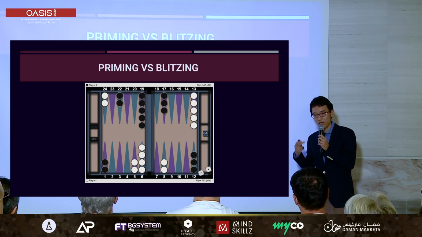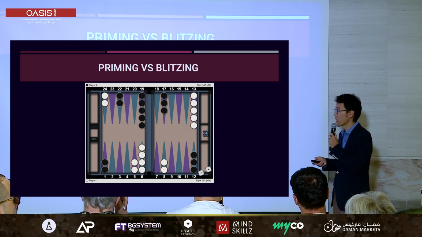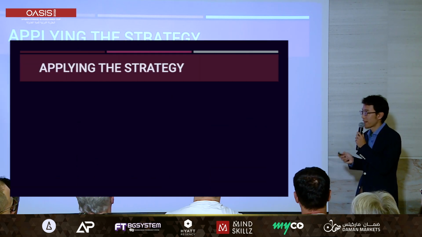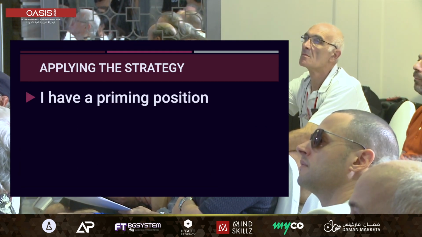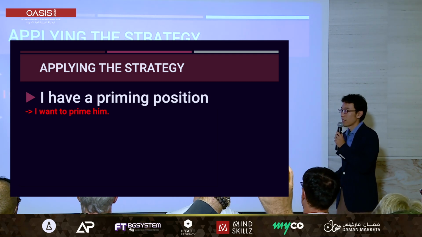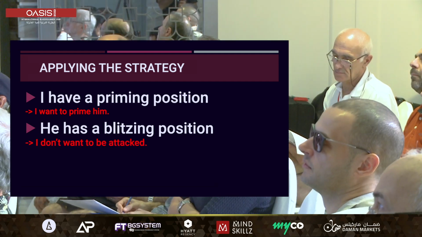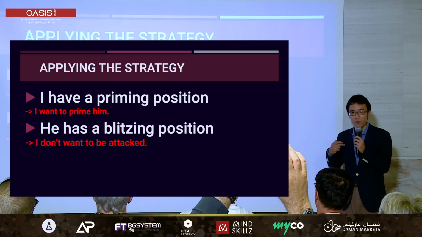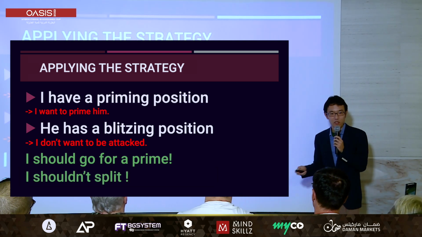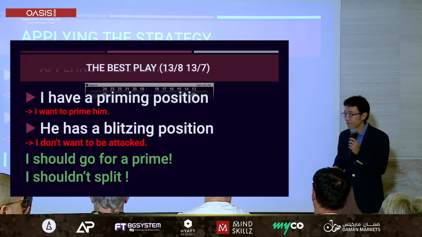Okay, now I know the strategy. By now, maybe you have a sheet, a strategy sheet, but you can check it later. Let's apply the strategy. I have a priming position. What does it mean? I want to make a prime. I want to prime him. He has a blitzing position. What does it mean? He wants to blitz, so I don't want to be attacked. I don't want to help him. I don't want to split. So I should go for a prime. I should not split, because if I split, it gives him a chance to apply his strategy. Okay.